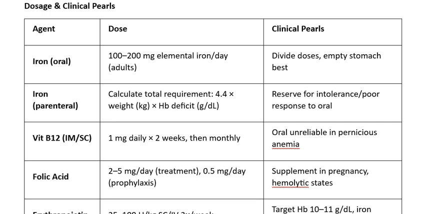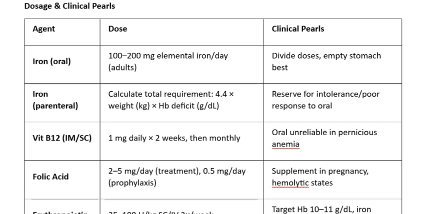Good distinction. You often divide the total daily dose, maybe 2 or 3 times a day, to potentially improve absorption and tolerability. And while empty stomach is ideal for absorption, taking it with food might be necessary if those GI side effects are just too severe for the patient. Elemental iron is the key number.